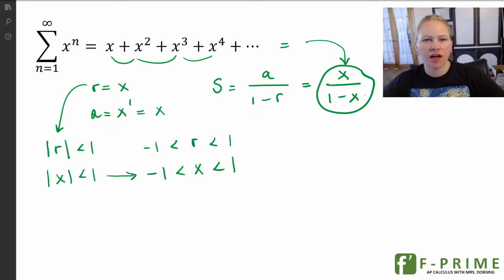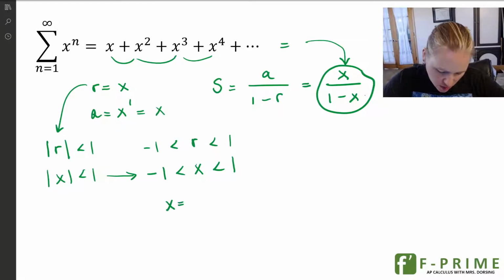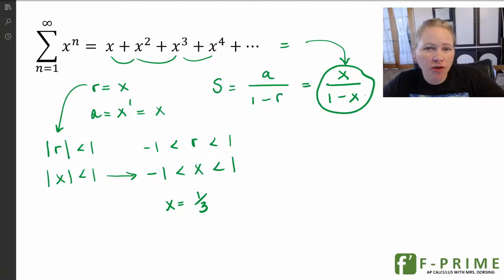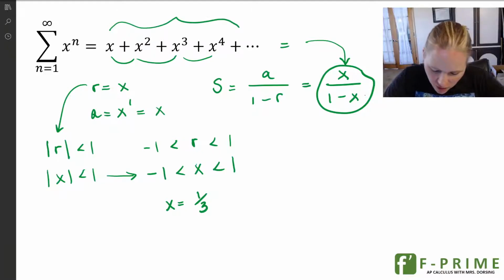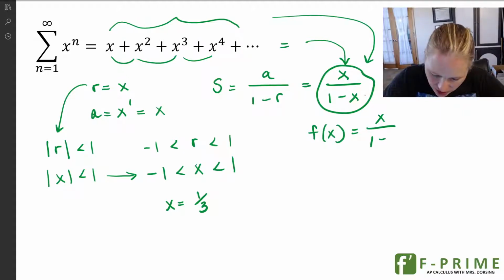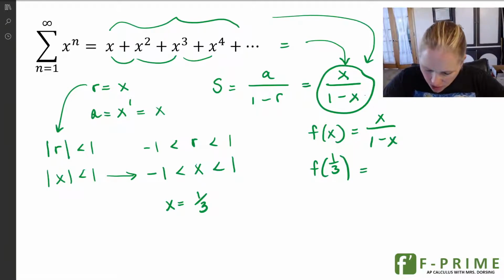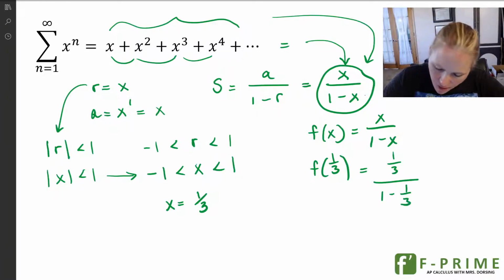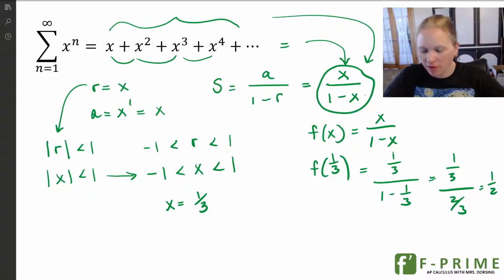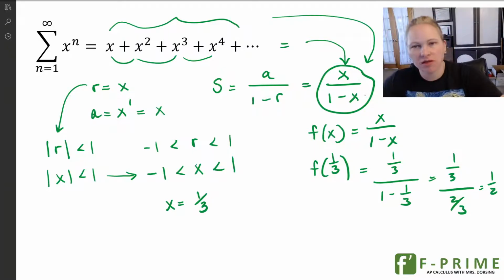If I pick any value for x and I want to know what it converges to, suppose I let x equal 1/3. As long as it's between 1 and negative 1, this series will converge to this function. If I let f of x equal x over 1 minus x, f of 1/3 is what this series adds up to. If I plug in 1/3, I get 1/3 over 2/3, which is 1/2 when I flip that to 3/2. So how cool is that? If x is 1/3, this series adds up to 1/2.